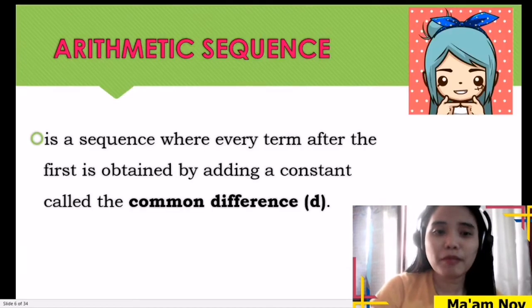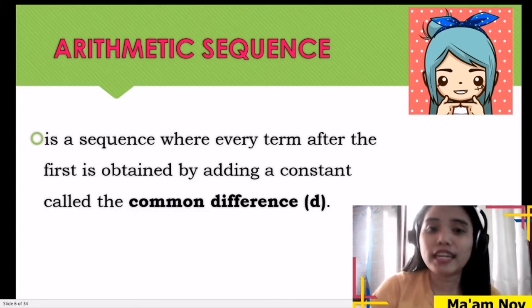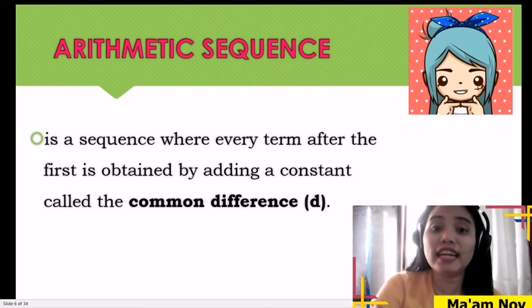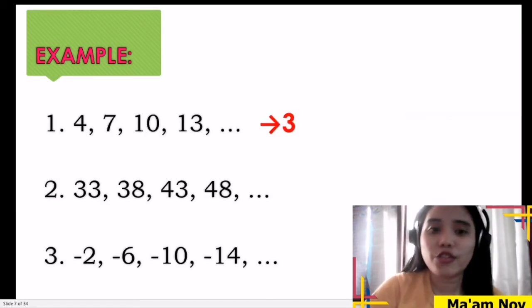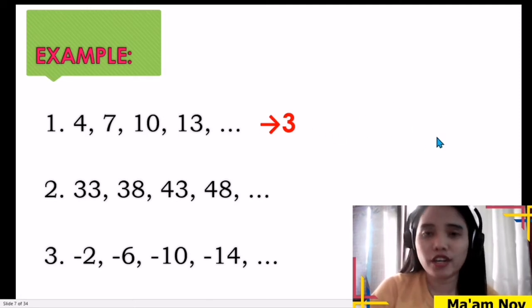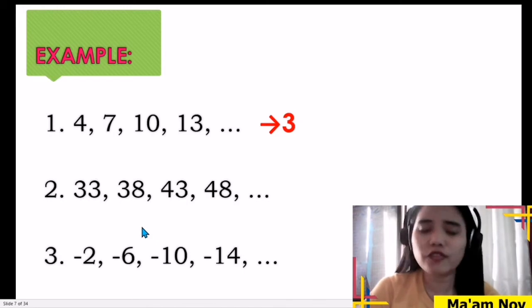Why? Because every term after the first term is obtained by adding a constant called common difference. Nag-add lang tayo ng constant sa kanila, which is yung common difference. So, we have 3 ang kanyang common difference. Dito kaya, is this an arithmetic sequence? May common difference ba sa kanila?